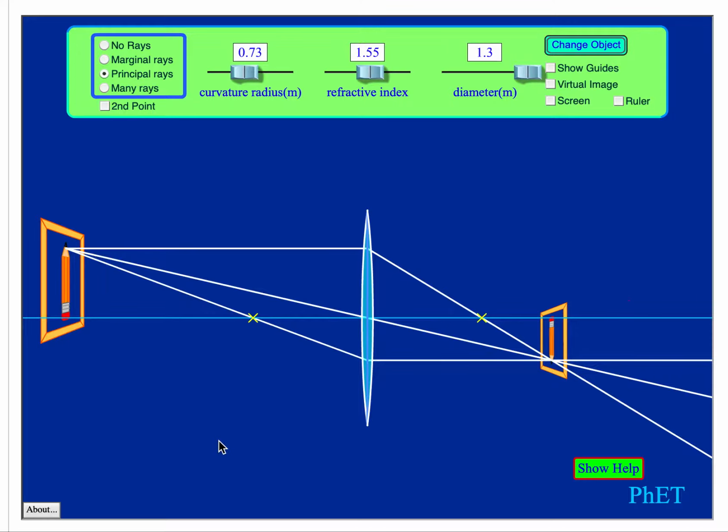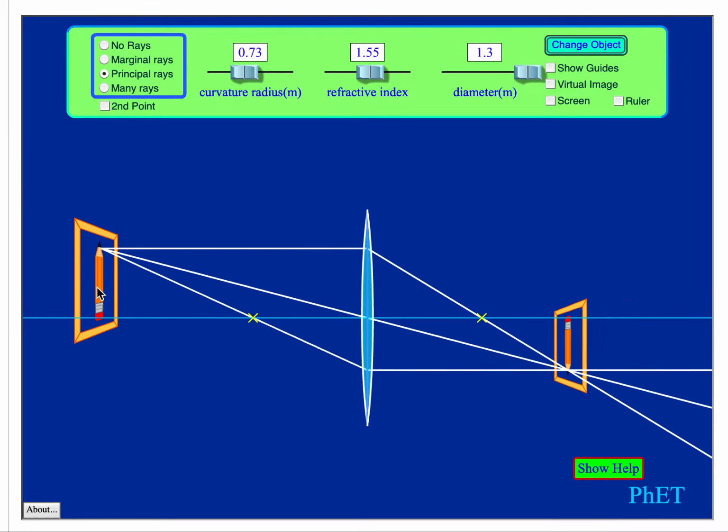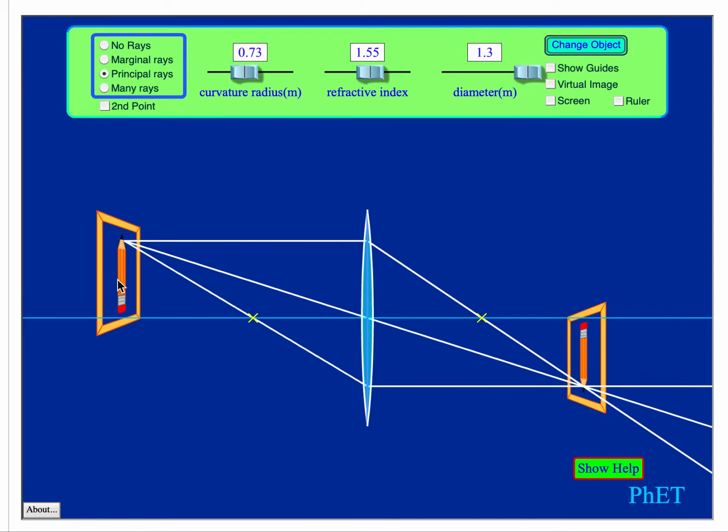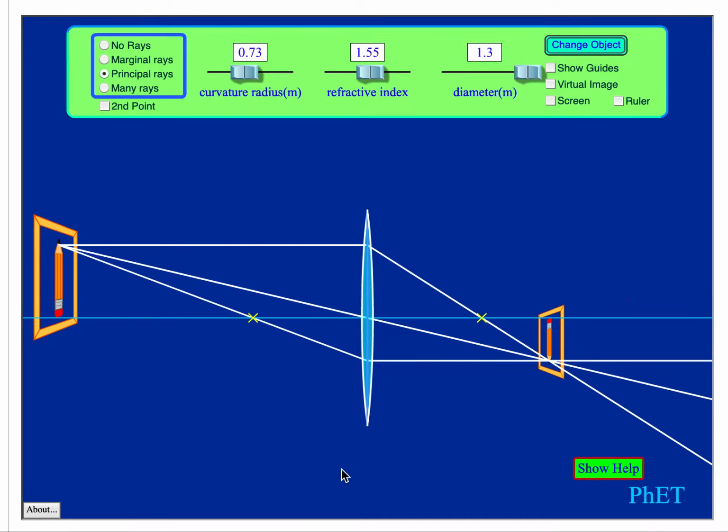In this short video, we consider a simulation that has a thin lens and also an object that is movable. So I can take this object, my object in this case is a pencil, and I can move it back and forth. And what we're going to do in the simulation here is change some of the properties of the lens.